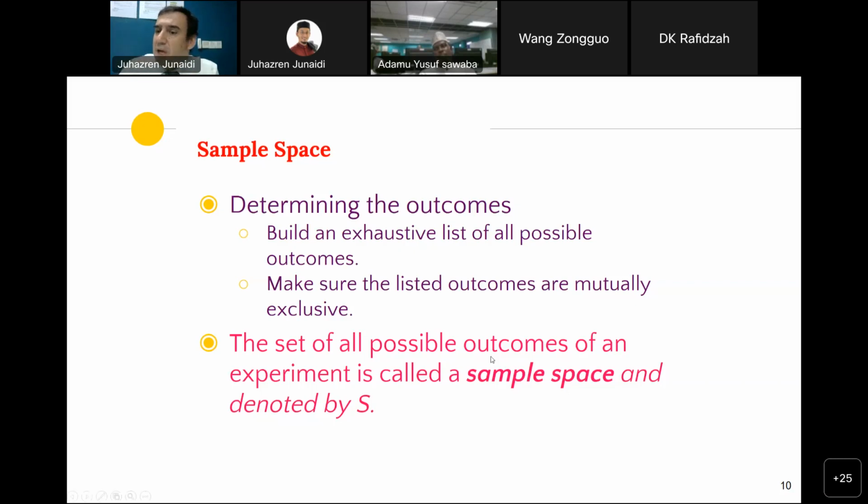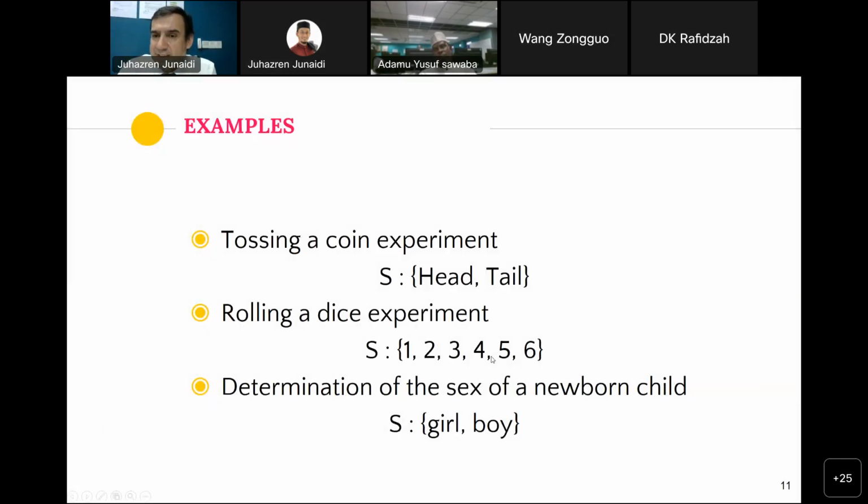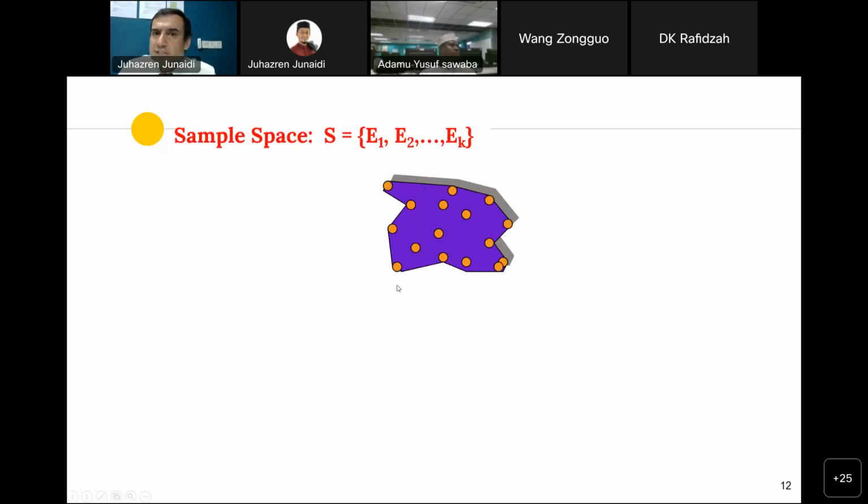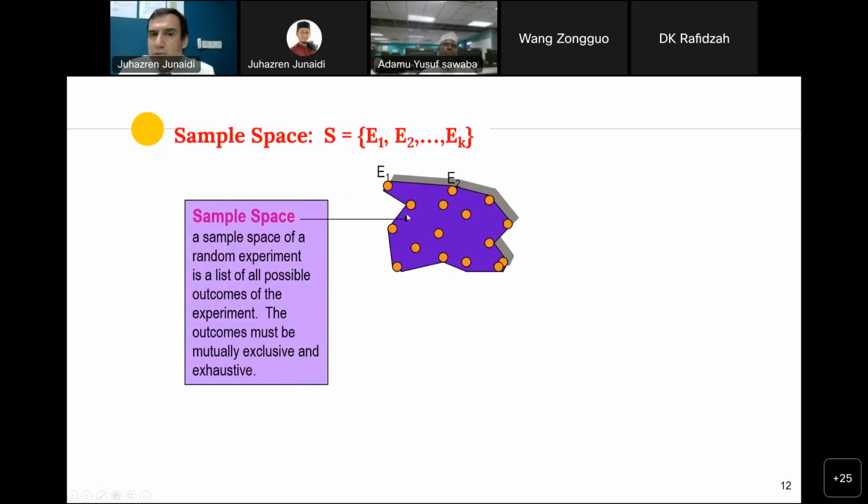The set of possible outcomes of an experiment is called a sample space and denoted by S. For example, in a coin tossing experiment, S is either head or tail. In a dice rolling experiment, it can be any one of these 6. Determination of the sex of a newborn child, it's either a girl or a boy, okay? So the sample space is equal to the possible outcomes of an experiment.